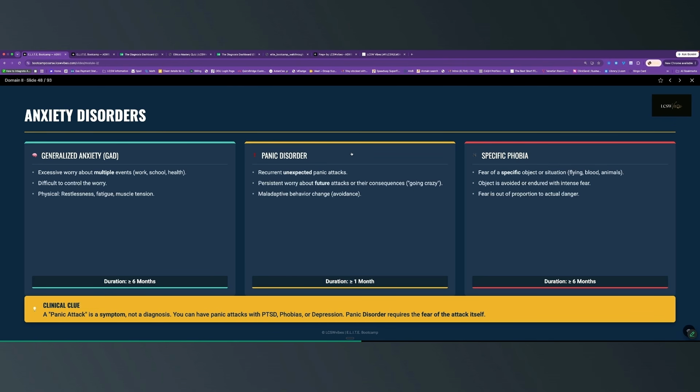Panic disorder, this is recurrent, unexpected panic attacks. Because people have panic attacks all the time. That does not mean they have a panic disorder. So make sure you understand the differences between those. And normally with someone with a panic disorder, they have persistent worry about having another panic attack. That is the difference. And they normally have maladaptive behavior because they're doing everything in their power to avoid having another panic attack. So that is panic disorder. So be mindful of that, have an understanding of these three. You're likely to see it possibly in some type of vignette or some type of question.